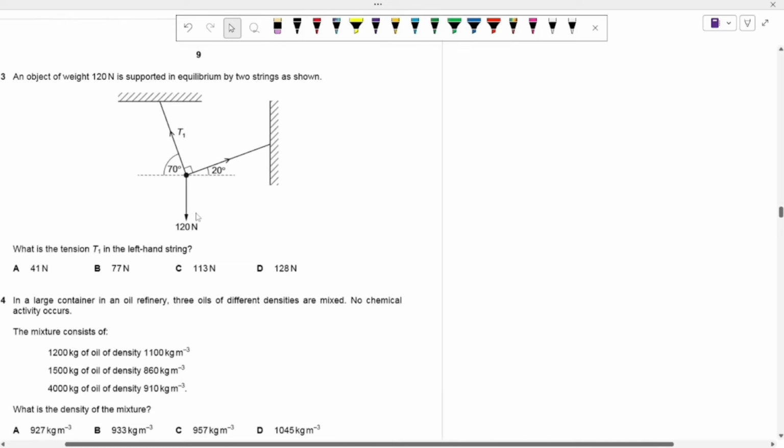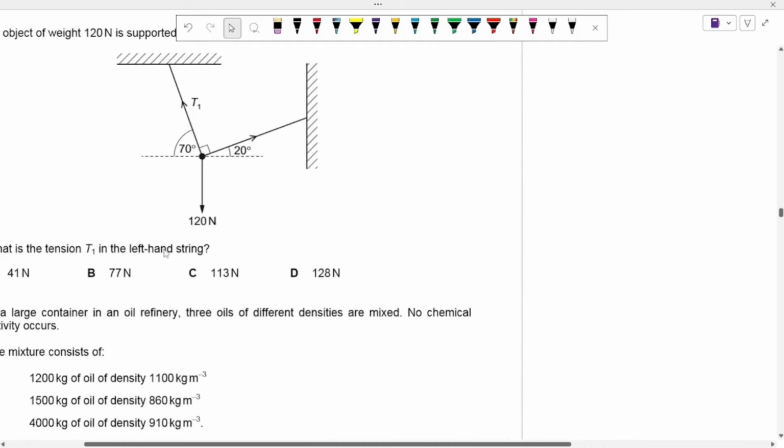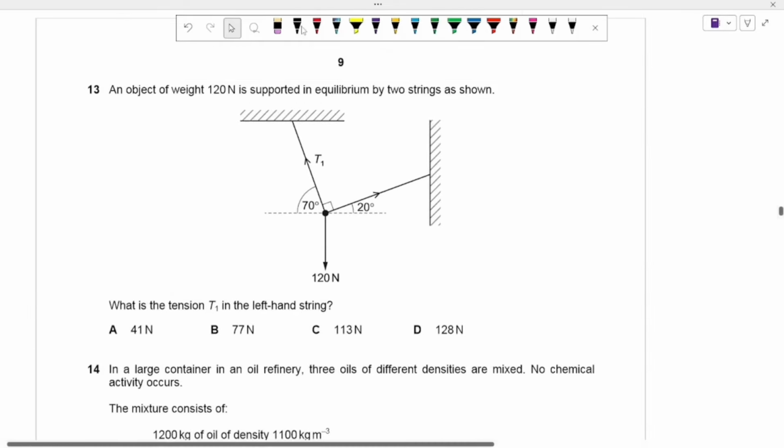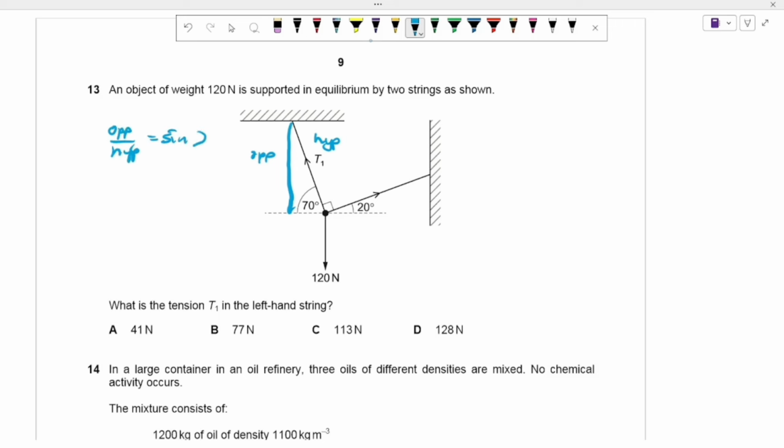So what we're going to do is resolve. We're going to do some resolving here. If you resolve this force, we're going to form a little triangle like so. If you look at this triangle, this is the hypotenuse, then this is our angle theta. This is the opposite. Opposite over hypotenuse is equal to sine theta. So your opposite would just be T1 sine 70.